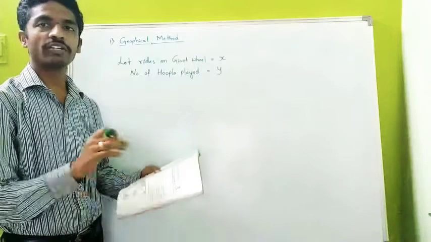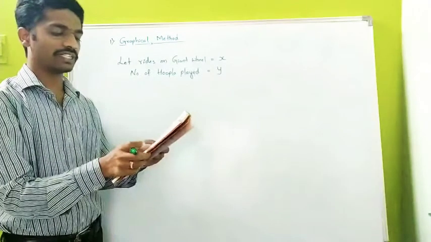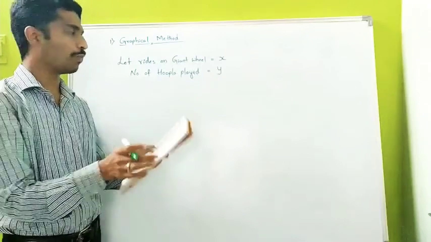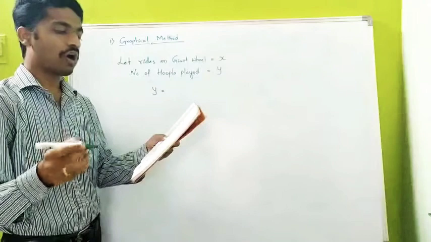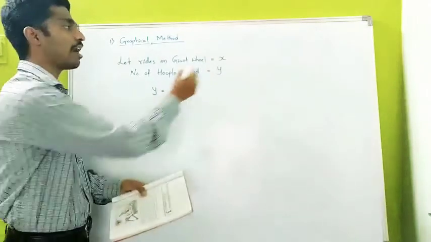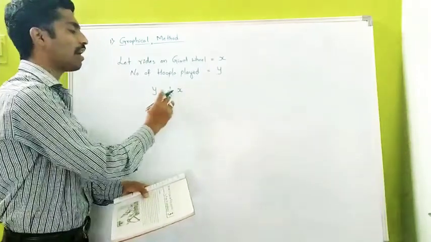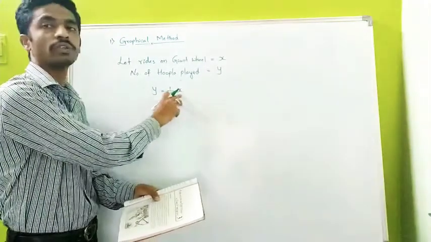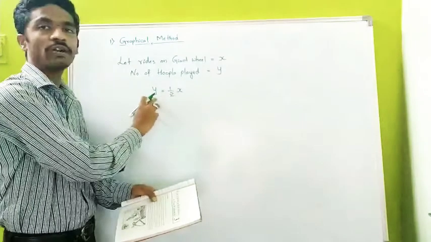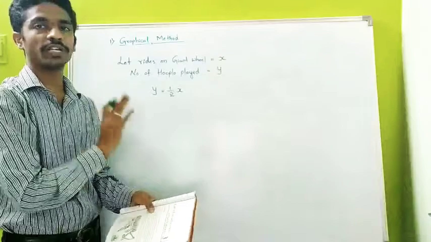Now, according to the condition, write the equation. The given condition is the number of times she played hoopla, that means y, is equal to half the number of rides. Half the number of rides means 1 by 2 of x. Half means 1 by 2 of total rides, which is x. So we get y equal to 1 by 2 x. This is our first equation.